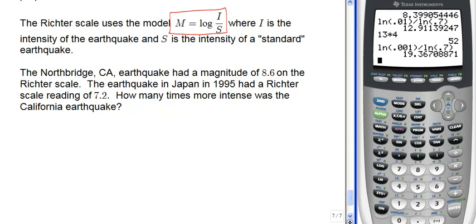So let's write down what we know so far. We know that in California, the Richter scale number, this M, was 8.6, and in Japan, the Richter scale M number was 7.2. Now, we don't know the actual intensity of each one. We just know what its Richter scale number is. So I am going to let I be the intensity of Japan's earthquake.